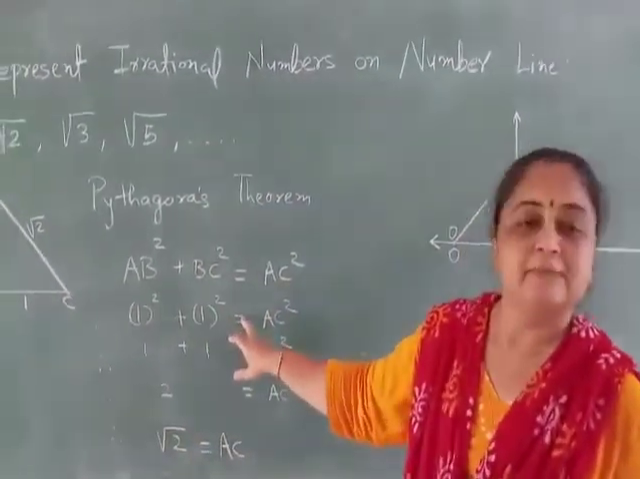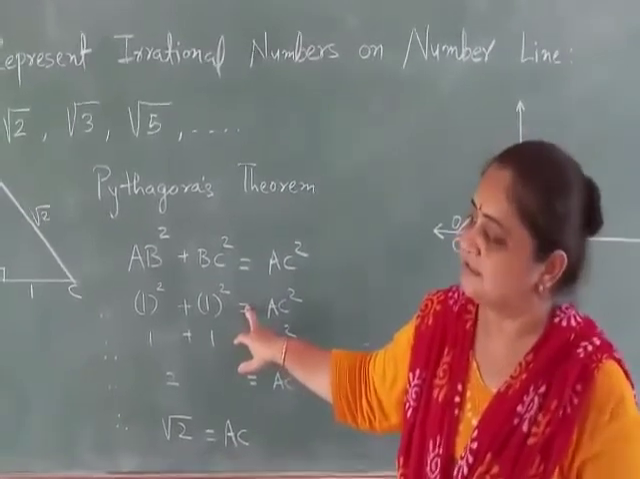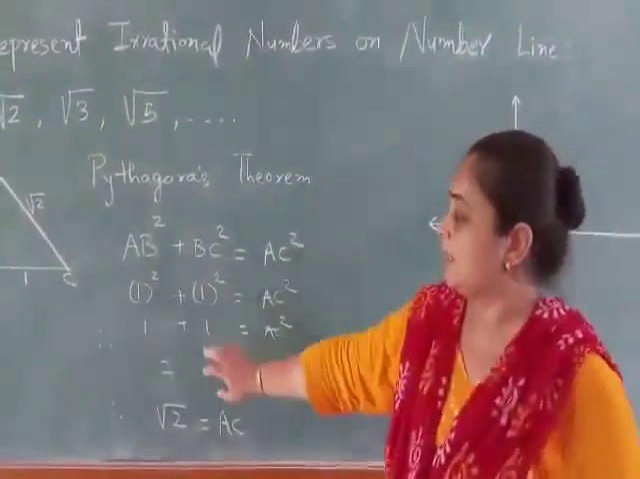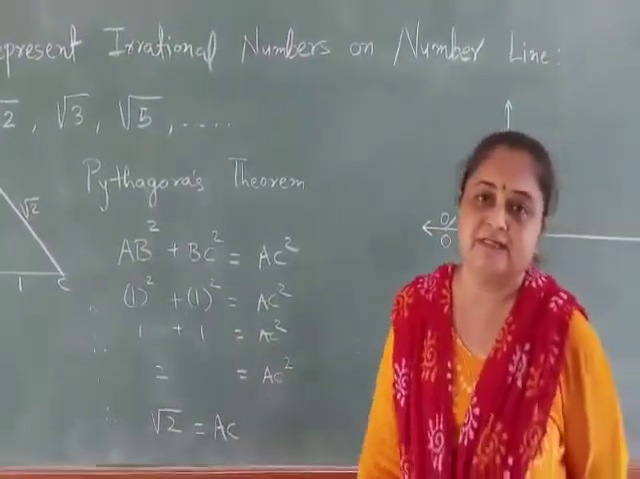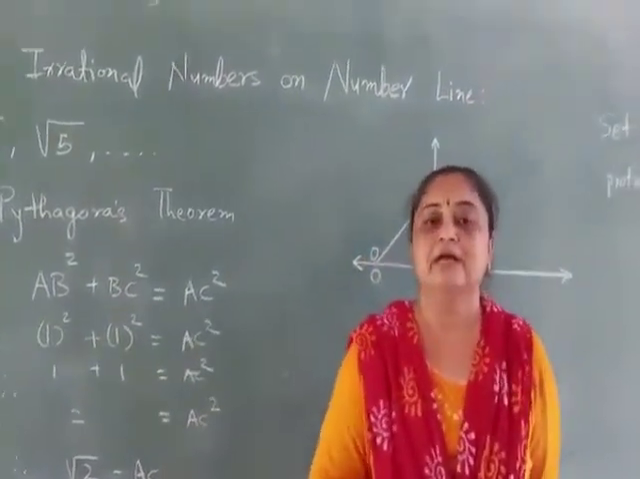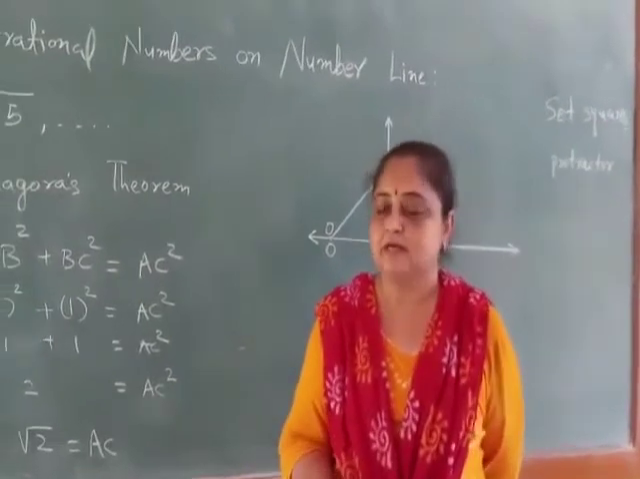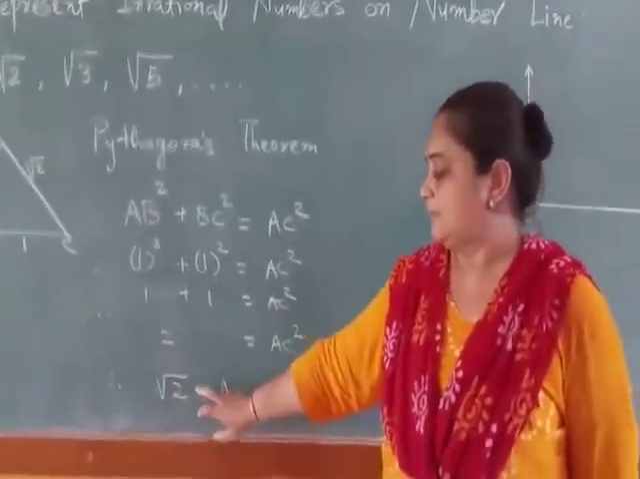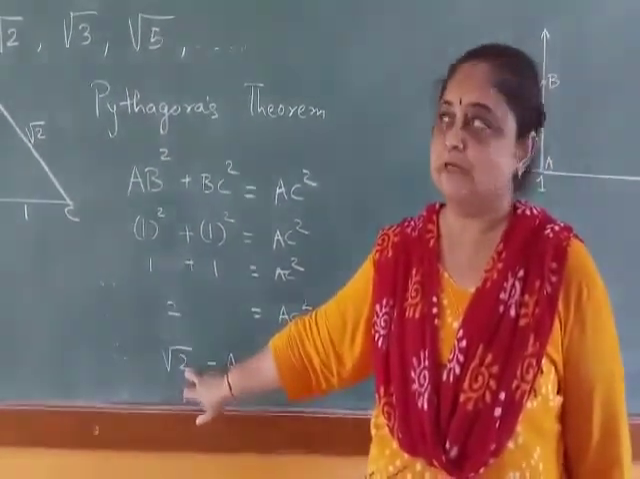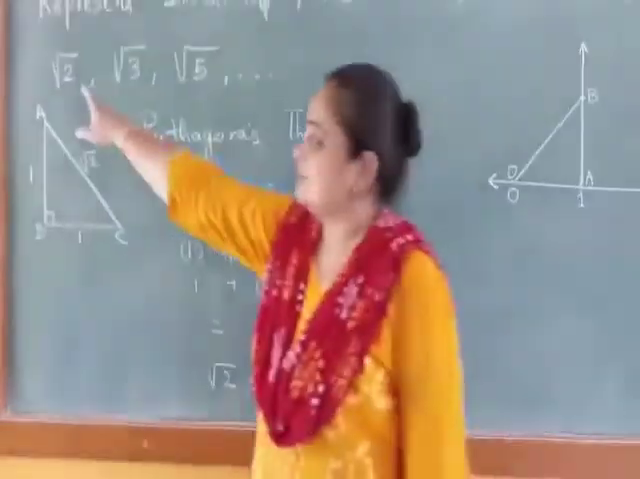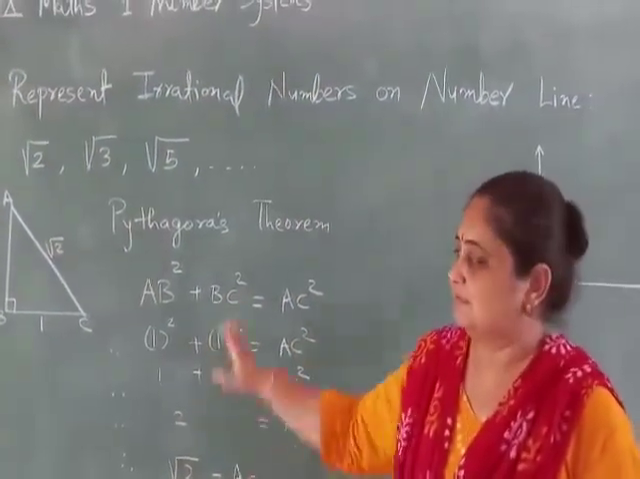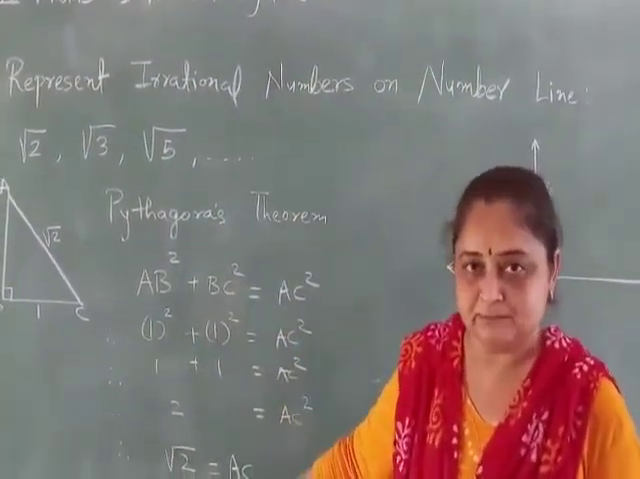Now here AB is 1 and BC is also 1. So put these values in this formula and you get AC square as 2. Now how do you find AC from AC square? You can take the square root on both sides and we obtain AC as root 2. So our first irrational number, root 2, can be represented on the number line with this Pythagoras theorem.